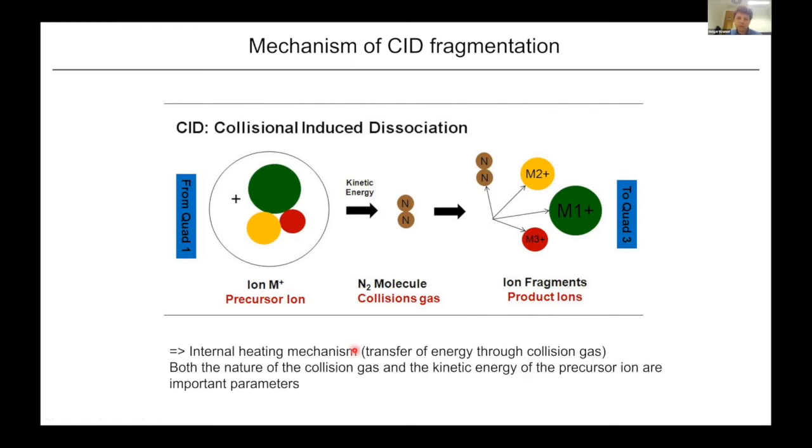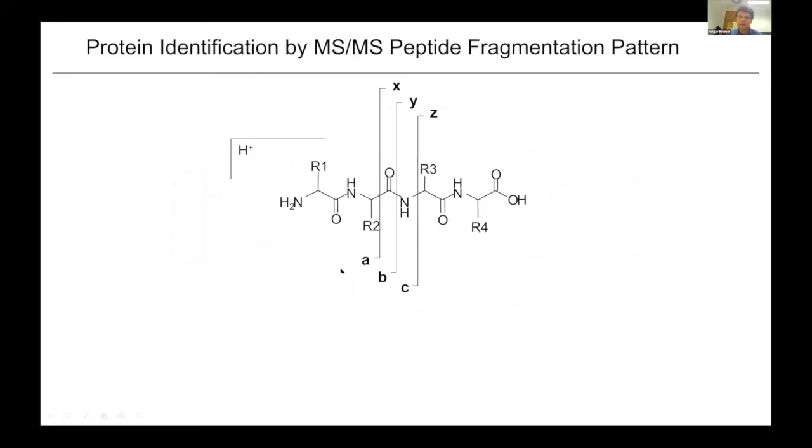Essentially, this is an internal heating mechanism where each of the collisions with gas molecules will be translated into vibrational energies until bonds break. Now, this is shown here. So there's a whole nomenclature around the fragments of polypeptides that can be generated in this manner.